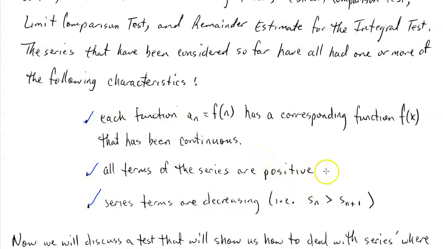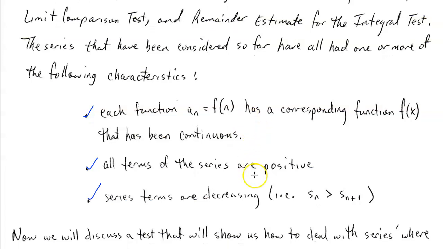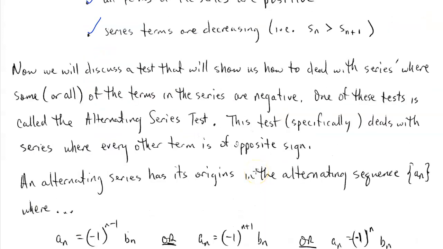So that means if I was going to list out the sequence of numbers, then every subsequent number is smaller than the one that comes before. So we've basically looked at these tests, and all these tests have dealt with corresponding sequences that form series that have these three properties. What we're going to do now is discuss a test that will show us how to deal with series where some or all the terms of these series are negative. And one of those tests, of course, is called the alternating series test.